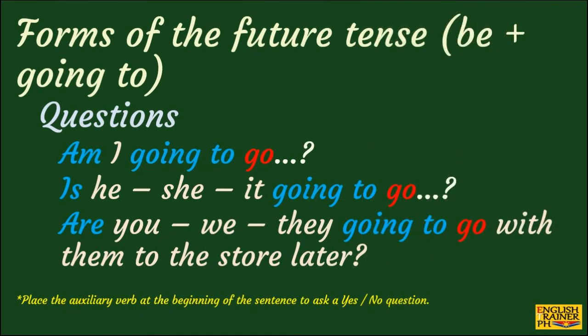If you are going to use be going to make your yes or no question, all you need to do is to move be to the beginning of your sentence. So, am I going to go? Is she or is it or is he going to go? Are you, are we, are they going to go with them to the store later?